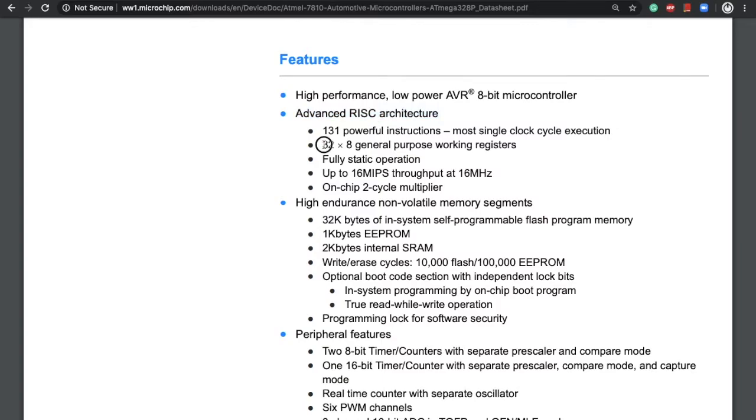So another important information is 32 by 8 general purpose registers. So the AVR microcontroller has 32 different registers, and each of those registers is 8-bit long. So these registers are used to fetch information from the memory, then process the information, and then write the information onto the RAM. Another important information is up to 16 MIPS.